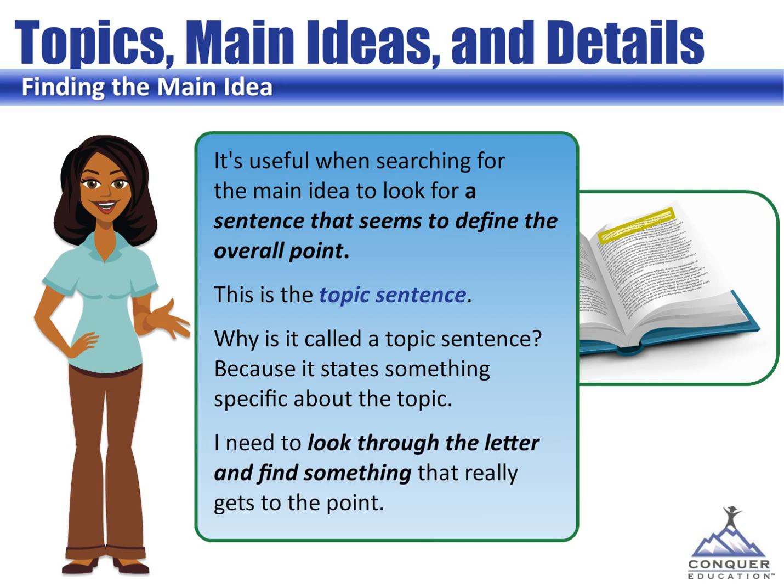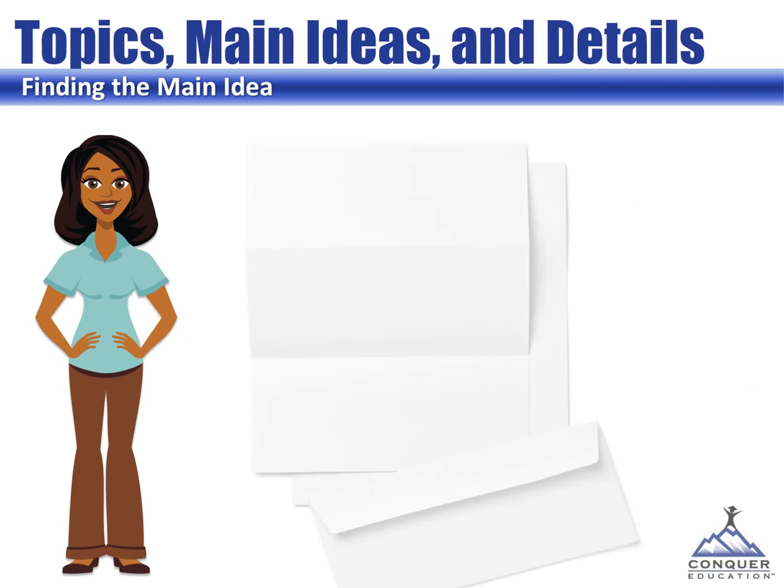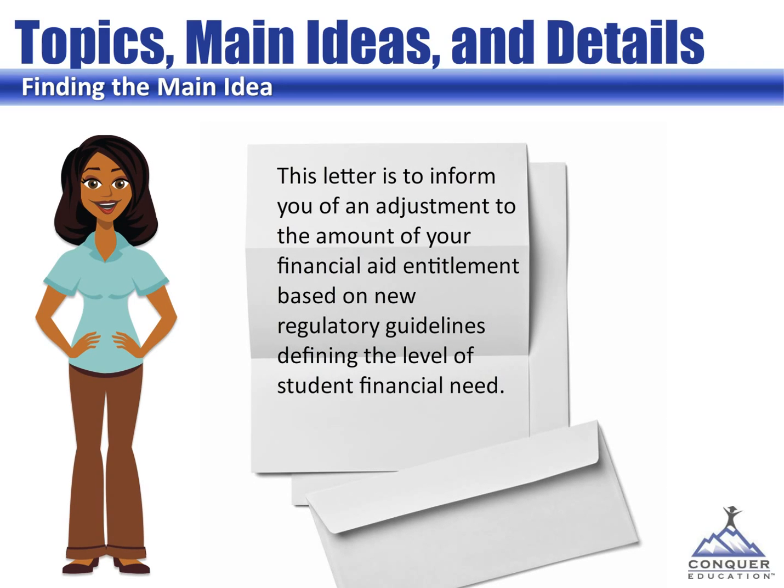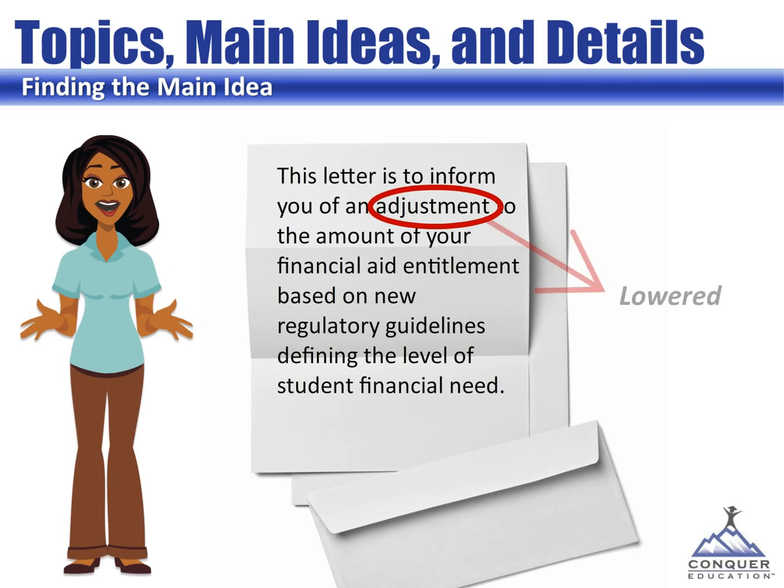I need to look for something that really seems to get at the point of this letter. What is it saying to me? I think this is the best candidate, the very first sentence. "This letter is to inform you of an adjustment to the amount of your financial aid entitlement based on new regulatory guidelines defining the level of student financial need." There are new guidelines for financial aid. These have caused my aid benefit to be reviewed, and as a result, it has been adjusted, meaning lowered. That seems to state the entire case pretty well. That's the main idea.